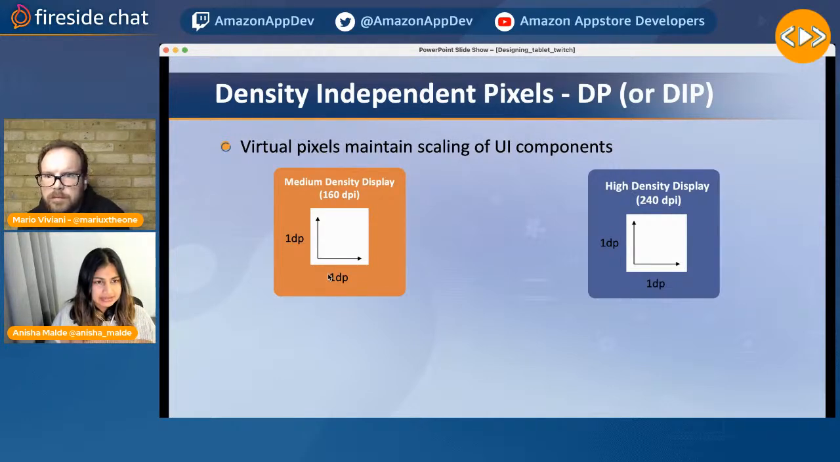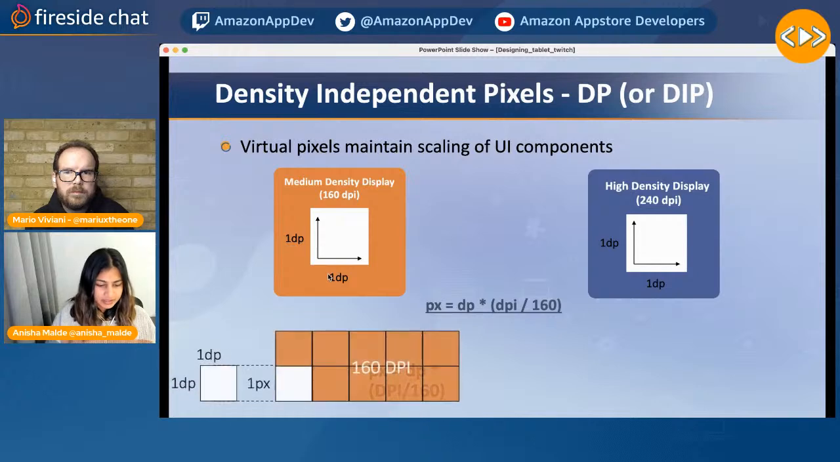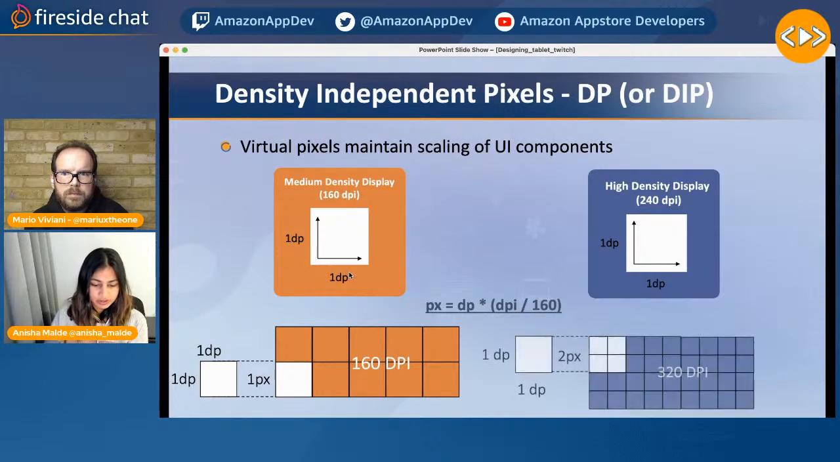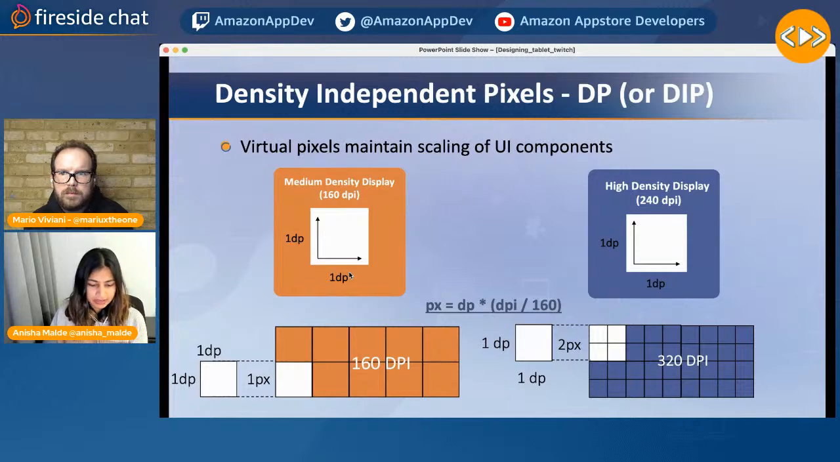So how do we calculate these DIPs? We do this using this really important formula: pixels equals DPs times DPI over 160. So what does this look like for our Fire devices? If we look at something that was 160 DPI, one pixel would be 1 DP by 1 DP. And if we were to look at something that's 320 DPI, 2 pixels would still be 1 DP by 1 DP. So as you can see, this gives us a really nice unit to scale with.